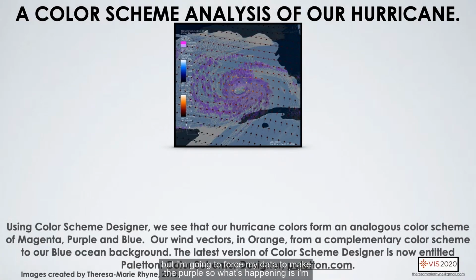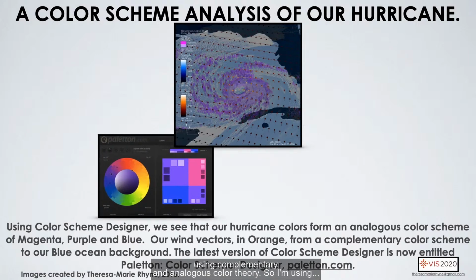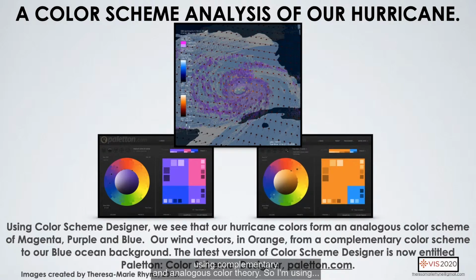So what's happening is I'm using complementary and analogous color theory. I'm going to have some wind vectors, which my meteorologists tell me they have to have, to see what direction the wind was going in when the eye of the hurricane happens. So I have to have orange vectors, which are complementary to my blue background, and those vectors have got to stand out no matter what.